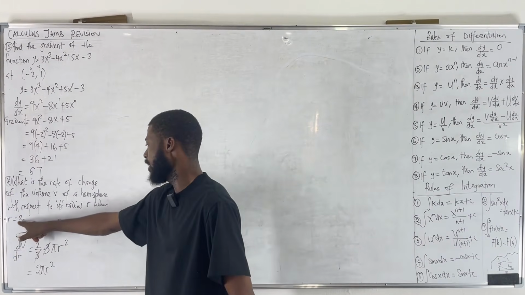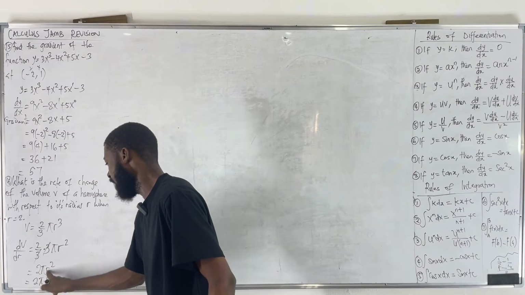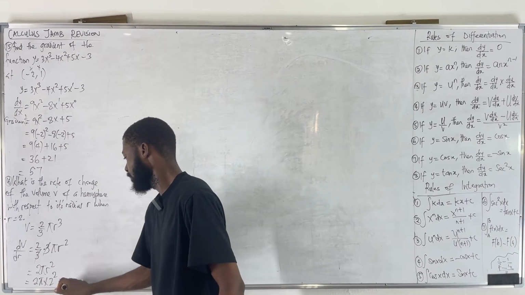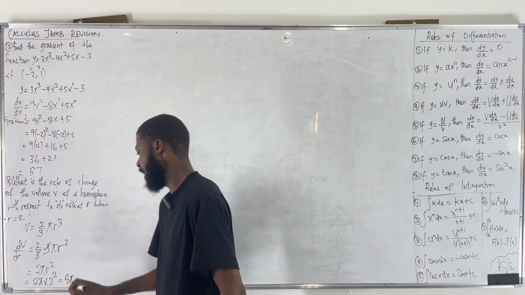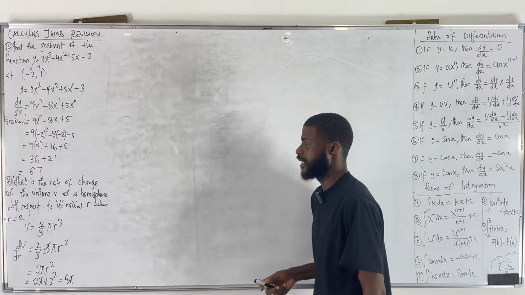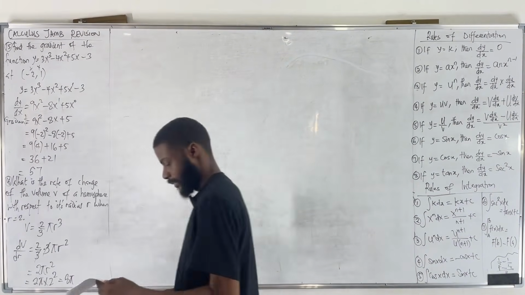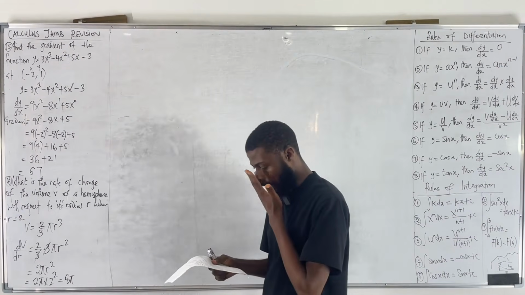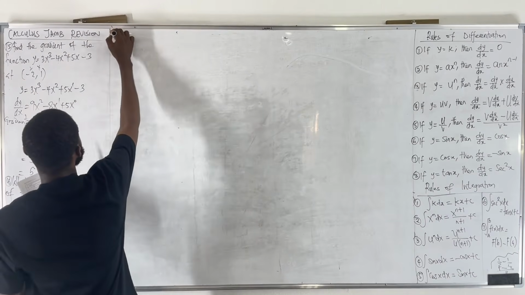But then it says that r is equal to what? 2. So this will be 2 pi times 2 squared. Now 2 squared is 4, 4 times 2 is 8. So this will be 8 pi. So that would be the change. Okay. Next one. The next one is a funny one. 15, 16, 17.